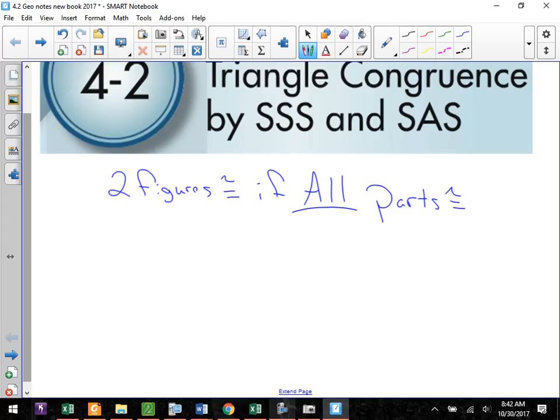We were saying that two figures were congruent if all the parts were congruent. We talked a little bit about triangles. When we looked at triangles, that meant you had to have all three angles and all three sides. Well, what happens is that we start to peel back some of those layers of having to show so much being congruent, where you only have to have specific portions of triangles.